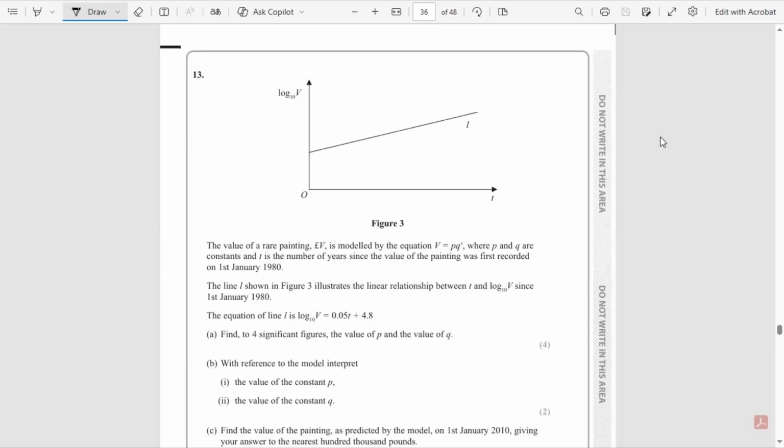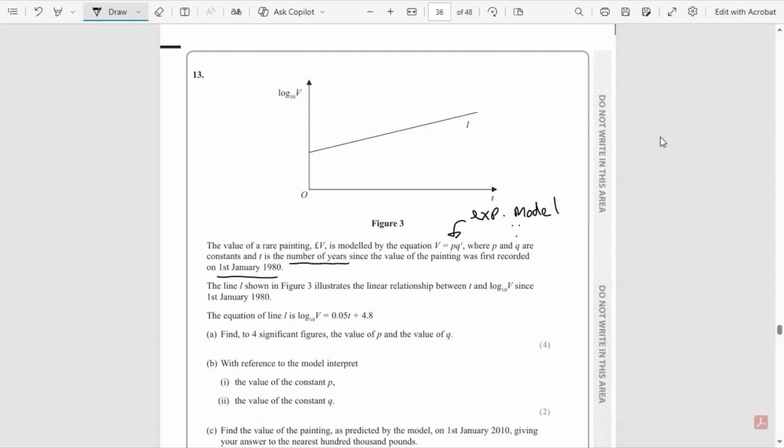It's important just to underline the units so you don't forget the units in the question. T is in years since the value of the painting was first recorded on the 1st of January 1980. So let's just bear that in mind. I'll also interject here and just say that this formula is an exponential model. Why is this an exponential model? Well, that is because t, the independent variable, is in the power. So that is what you would call an exponential model.